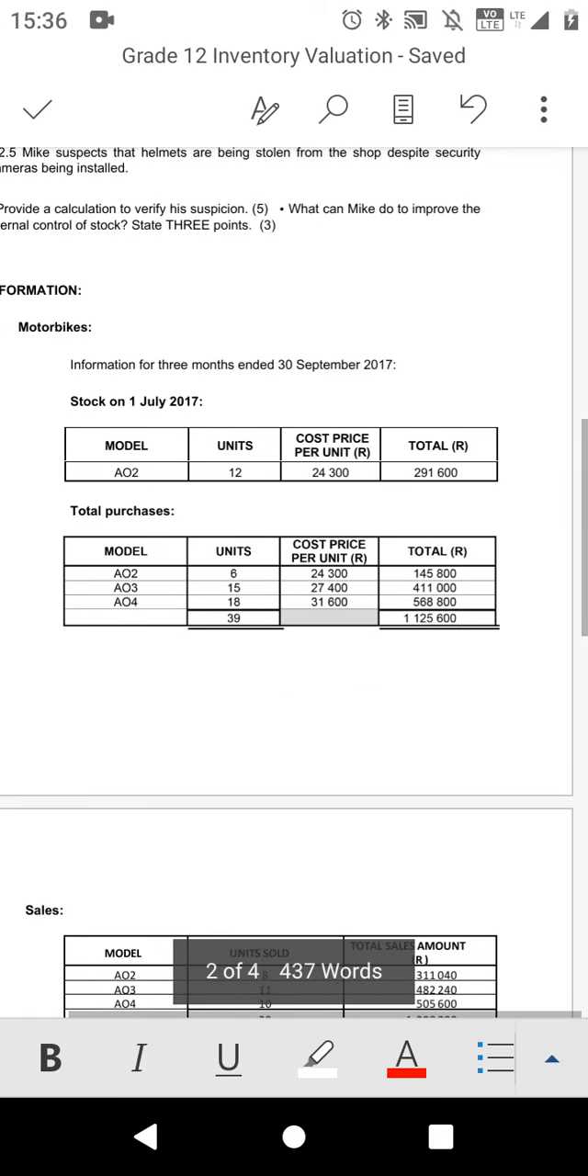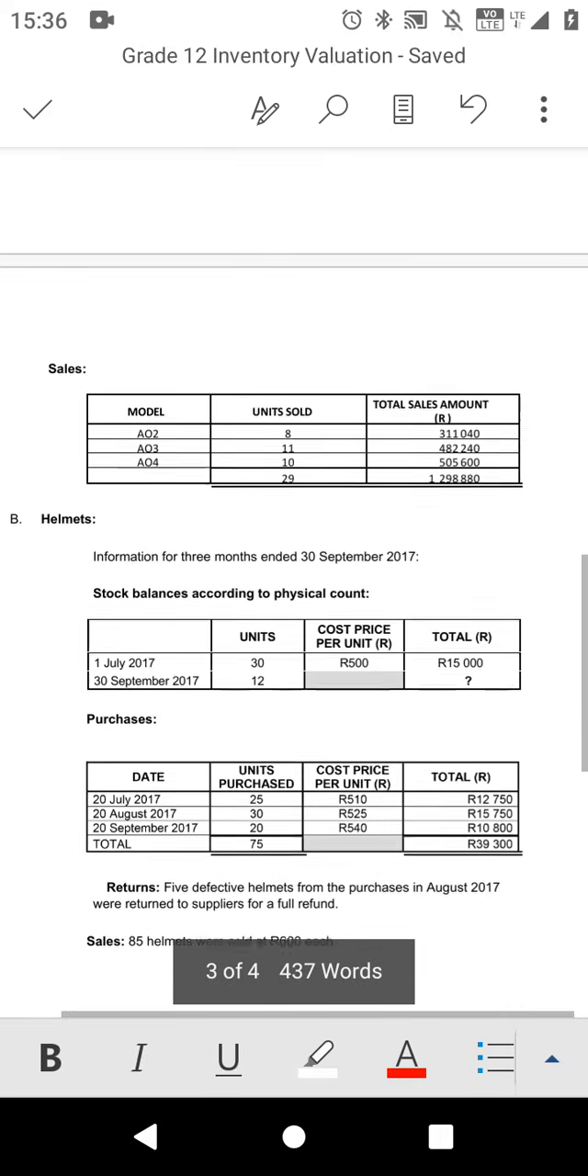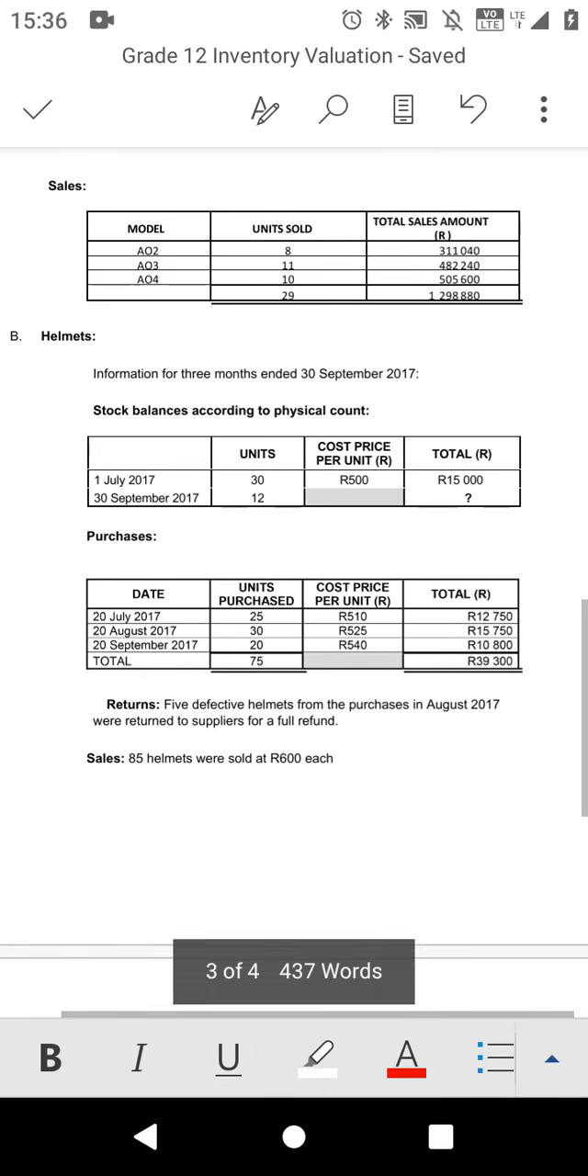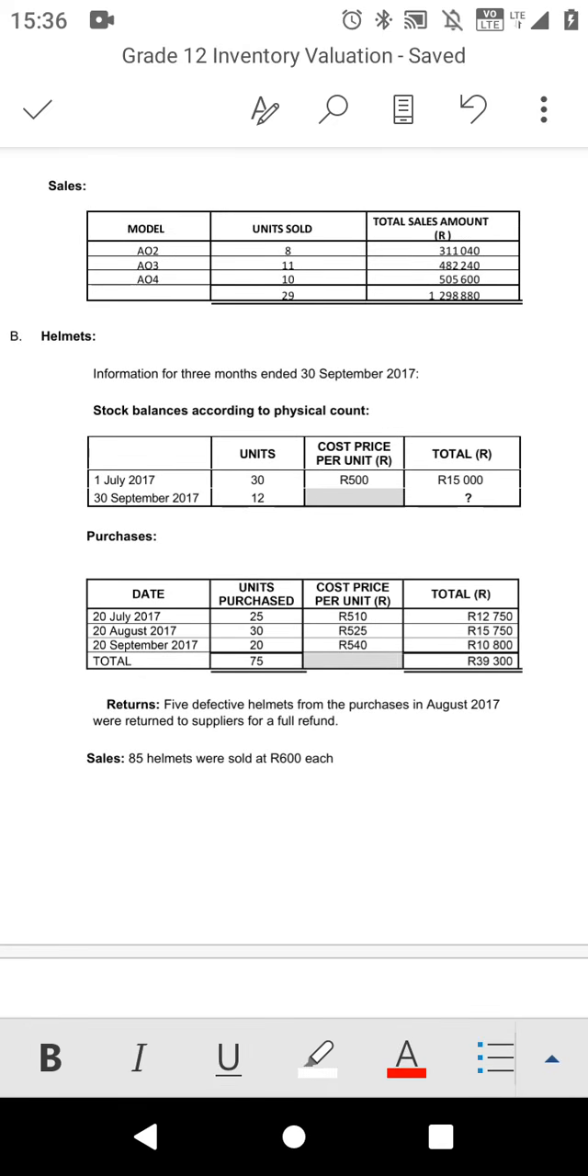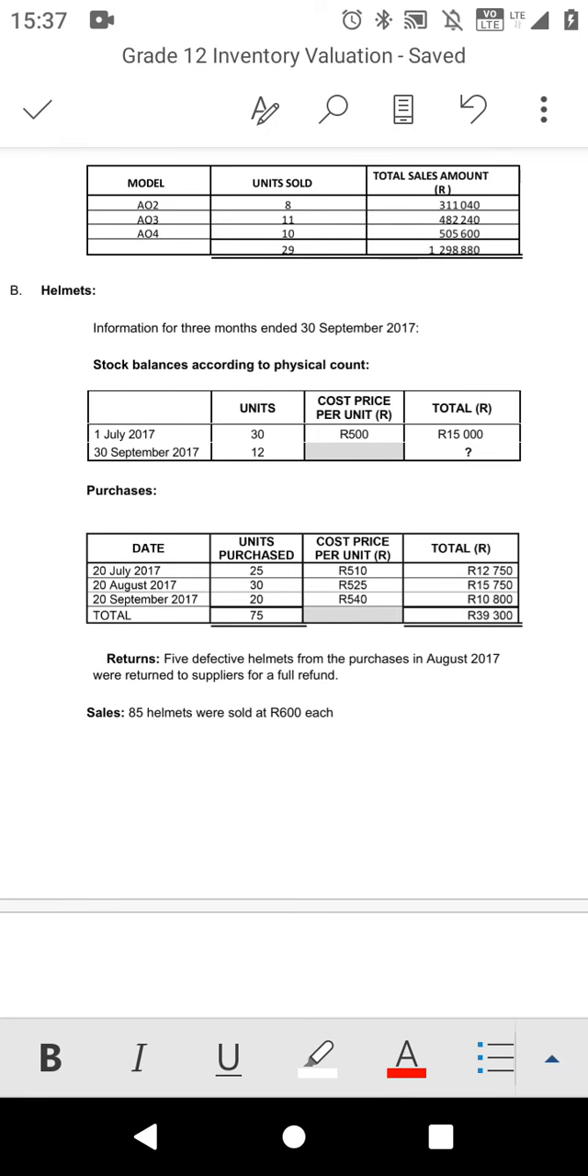So now we are dealing with helmets. It's not a motorbike, we are dealing with a helmet. At the beginning of the year, we have a balance of 15,000. Then during the year, we purchased 39,500. That's the total for July, August, and September. Then they mention the return: 5 defective helmets from the purchase in August were returned to the supplier for a full refund.